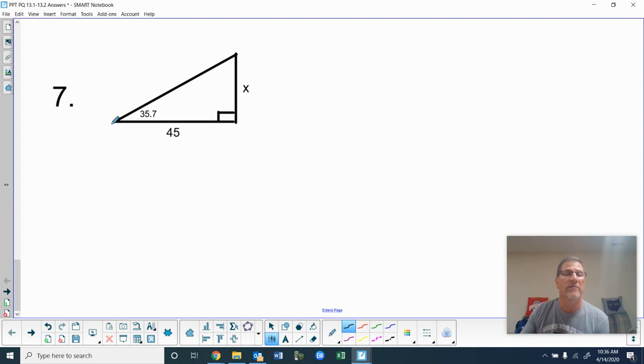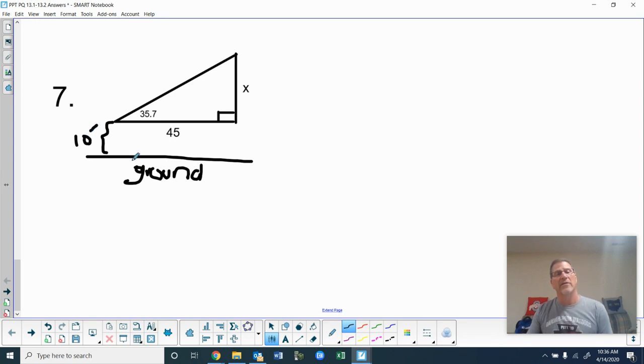All right. So if I make this the ground, I got to remember to add 10 at the end of this problem to x. All right, so I'm looking at this angle here. This would be my theta. I've got opposite side and adjacent side. The trig function that has opposite and adjacent is tangent.